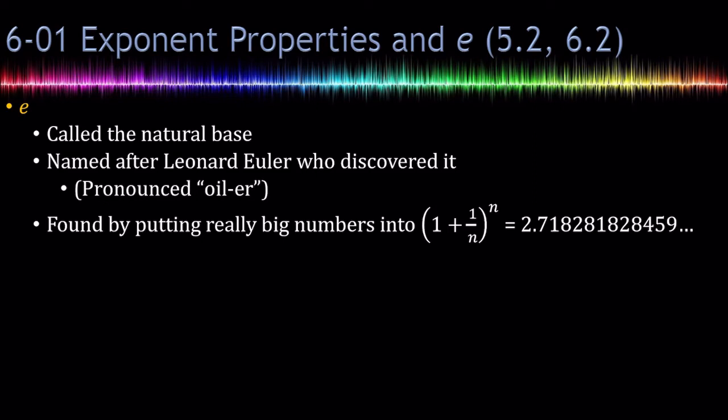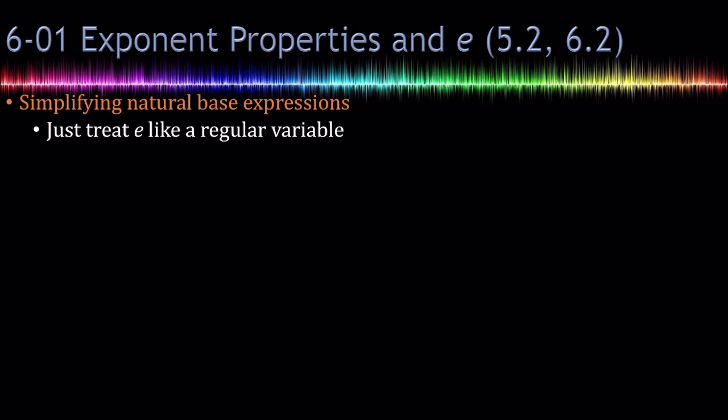So it's kind of like pi. It's an irrational number like pi. You know, pi is 3.14159 and so on, and continues without stopping. The same thing with E, just that E is a different number: 2.718, 2818, 28459, etc. But it's just a number. So let's simplify some expressions that have E in them. You just treat E like any other letter or number.